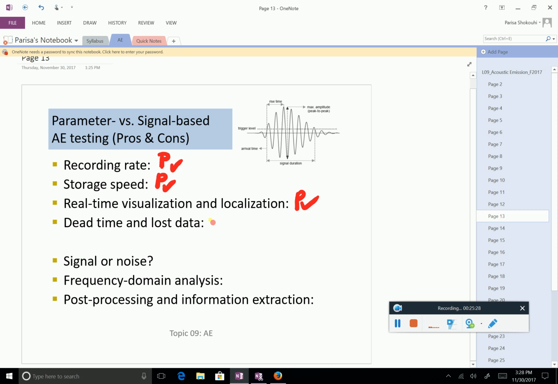So now it looks like, wow, parameter based is great. No, this is not the case. Because if you have only a few points per waveform, imagine, you can have a lot of noise in this area. You can get things which are not an event at all. So it will be very difficult to decide whether you have a signal or noise. This is an issue in general in acoustic emission, deciding between what is noise and what is signal. It depends a lot on the application.